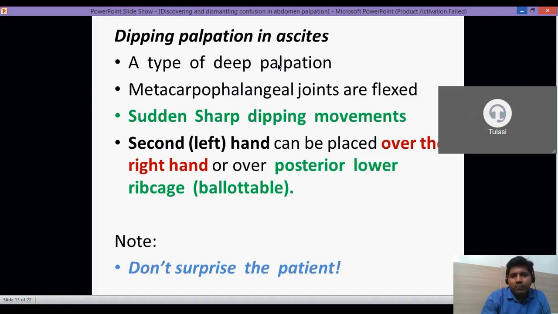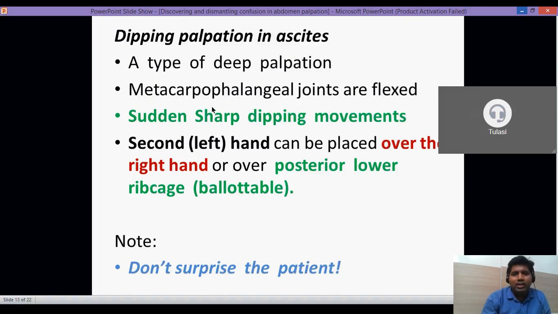First thing is, it is a type of deep palpation. So if someone says that you're going to use one hand for deep palpation and two hands for dipping palpation, that is not the difference. You will be using either one hand or two hands in either deep palpation or dipping palpation, because dipping palpation is just one type of deep palpation only. Next, you will be flexing metacarpophalangeal joints in dipping palpation but not in deep palpation. So that also is not true. Given it is a type of deep palpation, metacarpophalangeal joints are flexed even in dipping palpation.